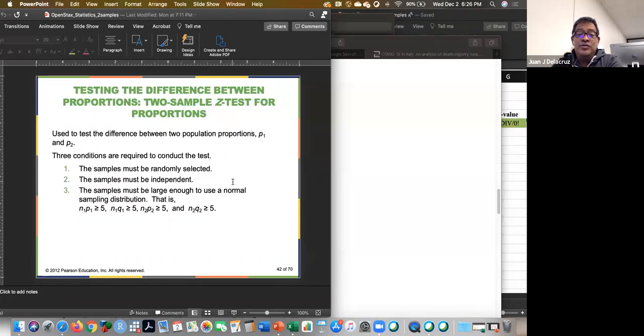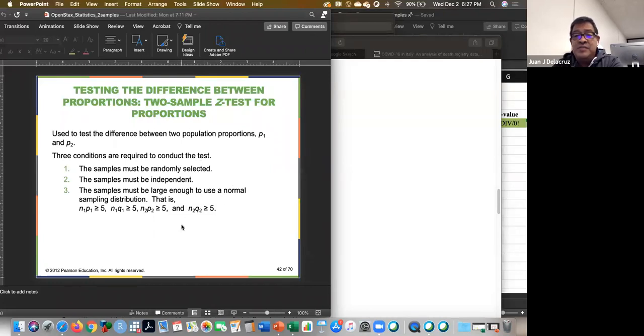So there are three conditions. Once again, randomly selected. We always assume that this is very important. We need the sample to be randomly selected in order to avoid spurious results, meaning biased results. Samples in this case have to be independent, so we can have different sample sizes as long as they are independent. And the samples must be large enough to use a normal sampling distribution.